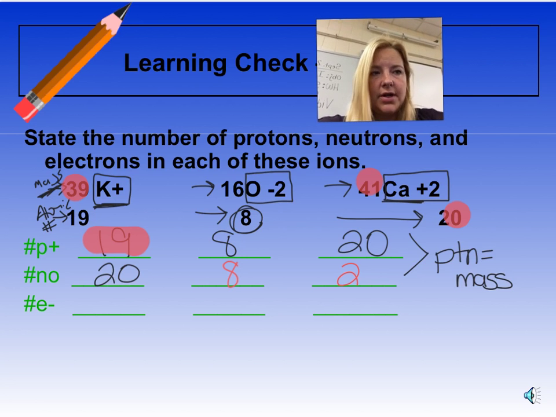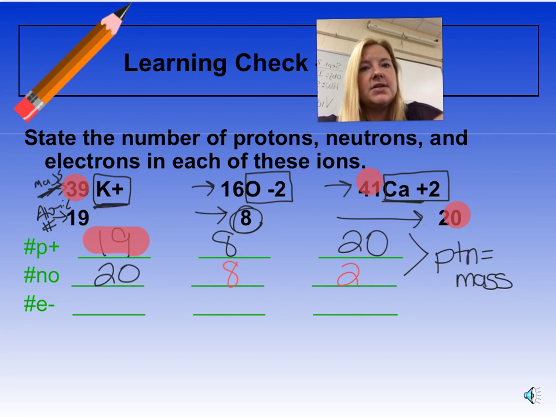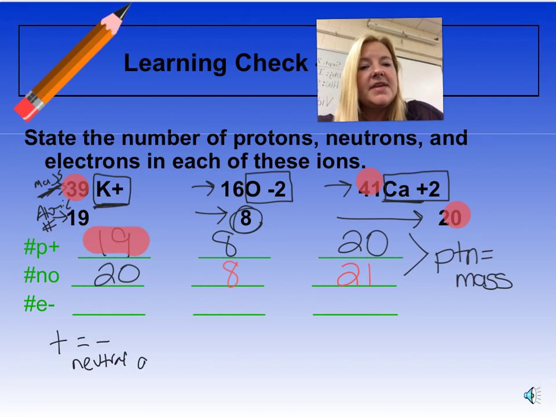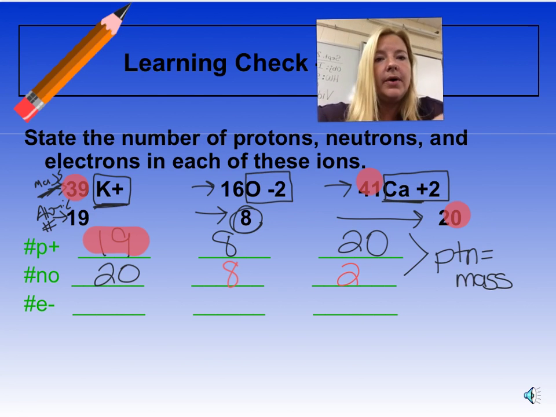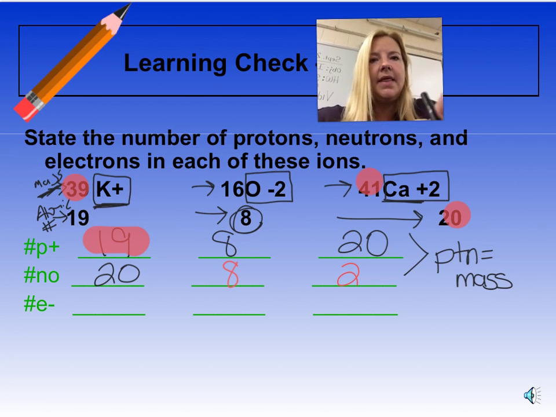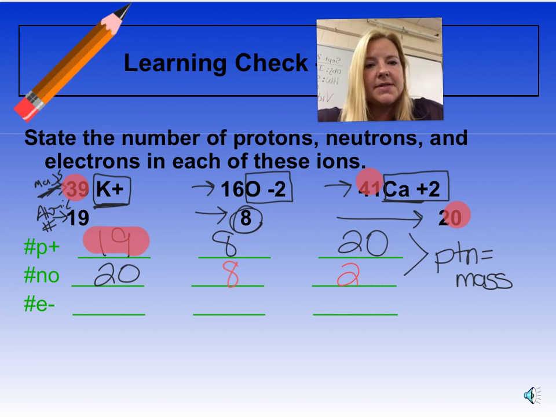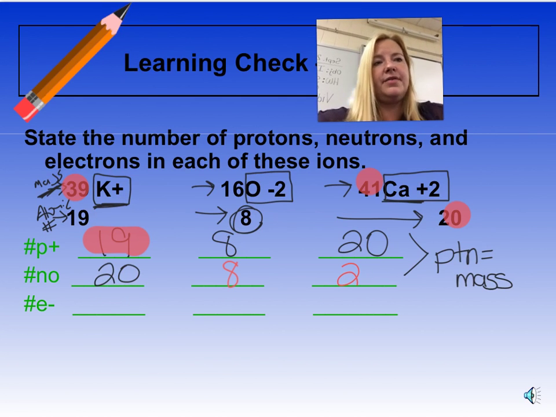Now let's figure out electrons. Before, in a neutral atom, you would have the same number of protons as you do electrons, because we would want our positives to be equal to our negatives in a neutral atom. But these atoms are not neutral. So I have one extra positive. That means that I've got more positives by 1 than I do negatives, so I only have 18 electrons. See how I've got one more positive thing.